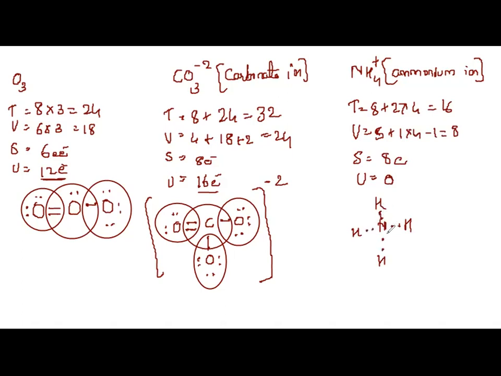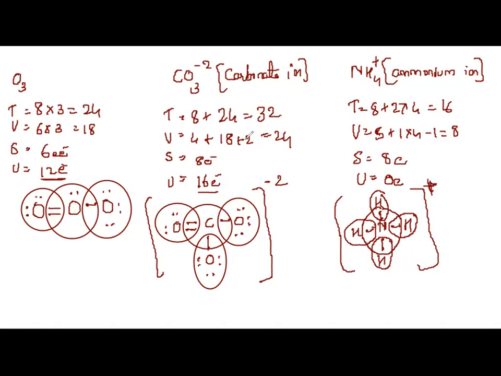So here there is 1 bond, 1 bond, 1 bond, 1 bond. How many unshared? 0. Has hydrogen completed its duplet? Yes. All the 4 hydrogens have completed their duplet. Has the nitrogen completed its octet? 2, 4, 6, 8. Yes, the nitrogen has completed its octet. And here, how do I write it? I will put a box and I will write plus. So this is how I write the Lewis structure for polyatomic ions.